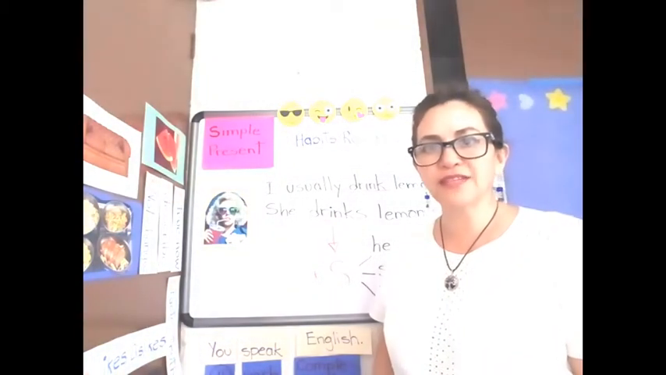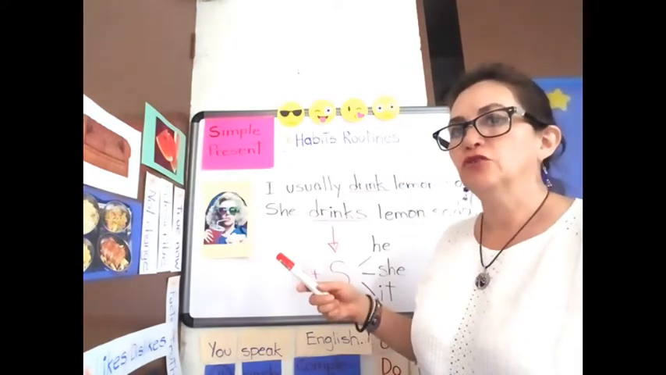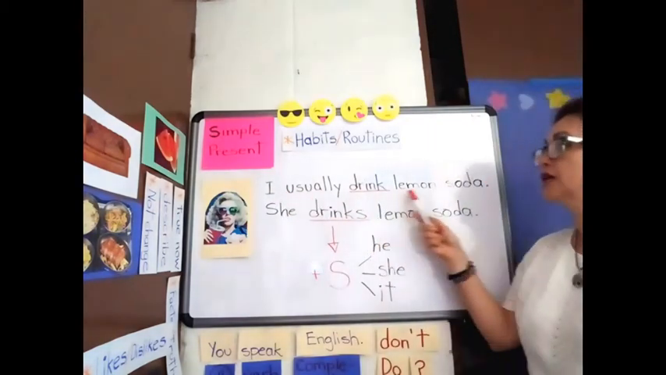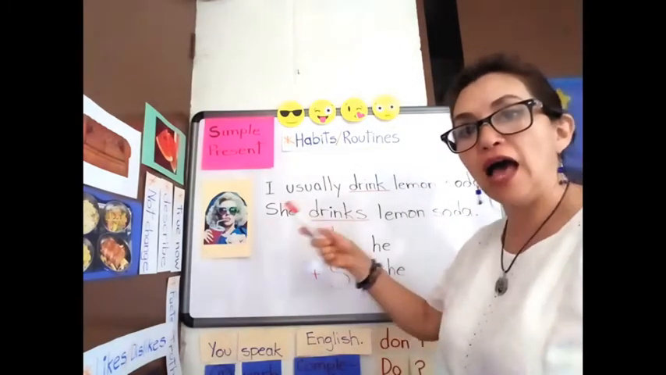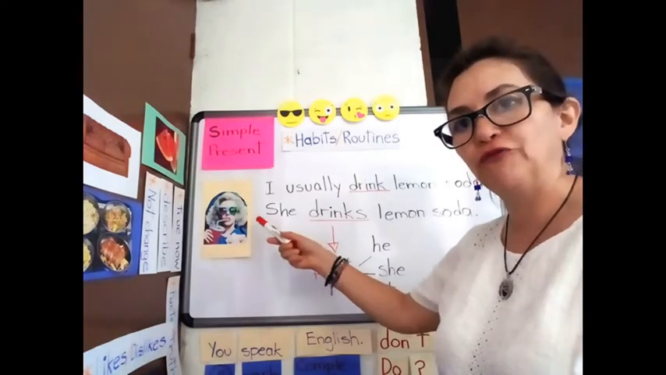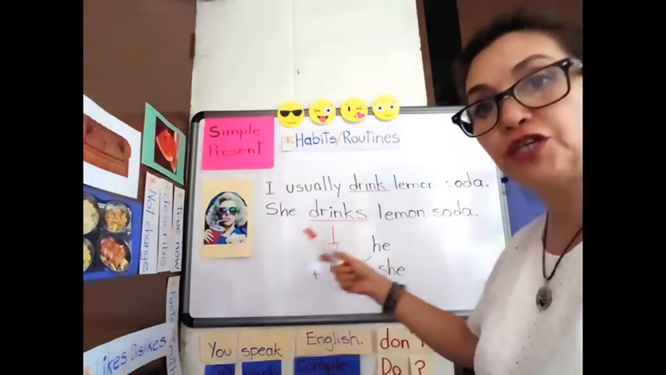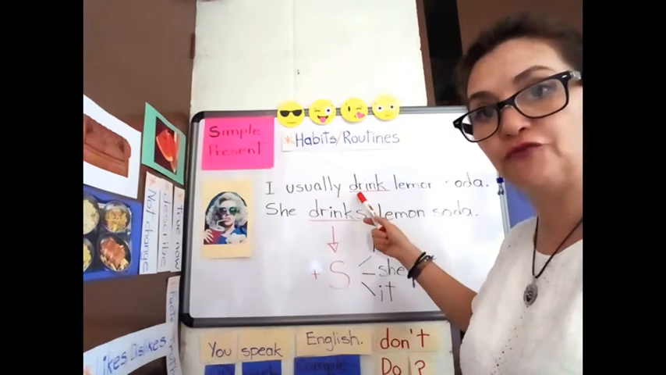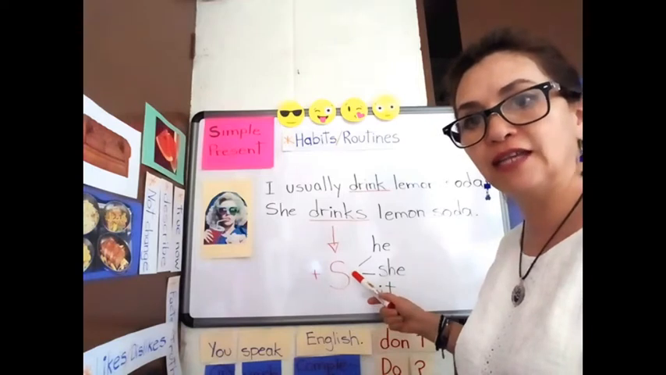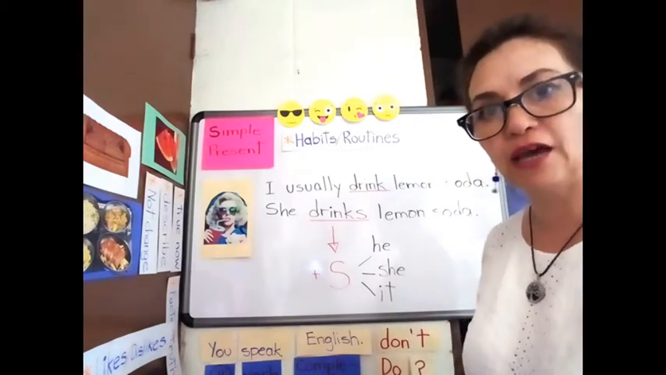Now let's see another example. Let's use now the verb drink. Talking about habits. I usually drink lemon soda. I usually drink lemon soda when I go to the movies. Now, my friend Sylvia, she drinks lemon soda. Now again the difference. I drink, she drinks. Remember to always add an S when we use subjects with the pronouns he, she, or it.